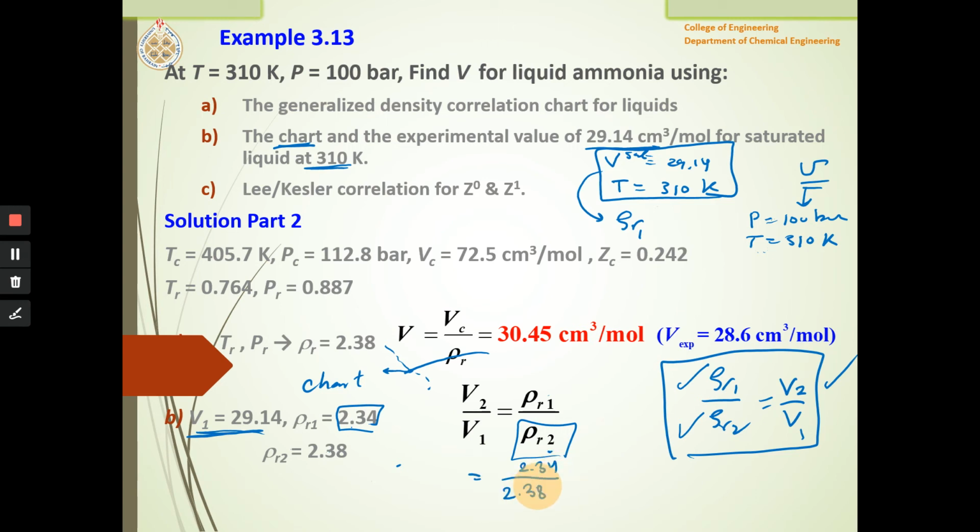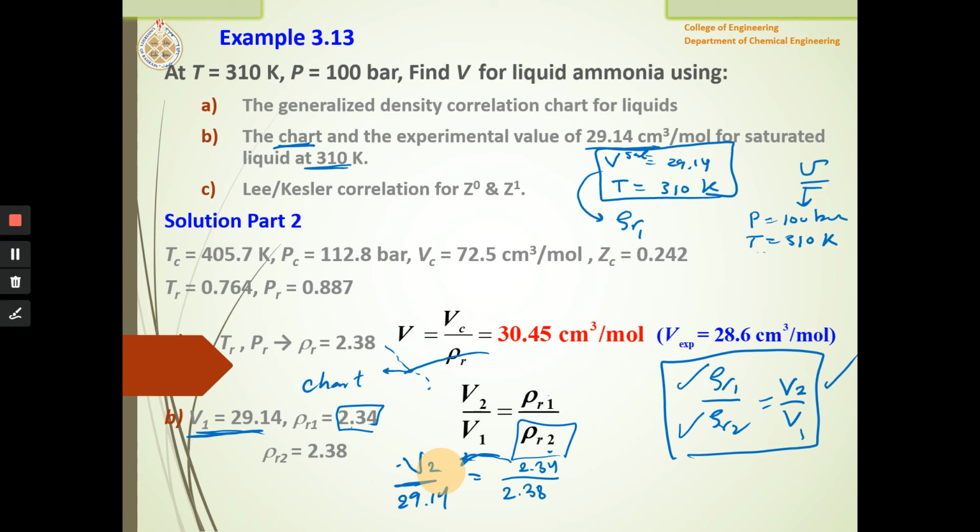Now what I need to do is get, at this 2.34, how much is the volume, which is V1. At 2.34, the volume is given in the question as 29.14. But V2 is the one that I want to calculate, as I mentioned, so you will find V2 according to this relationship. If you get V2, you have no problem, because this is what they need in the question. Before I proceed to part C, is this method clear?